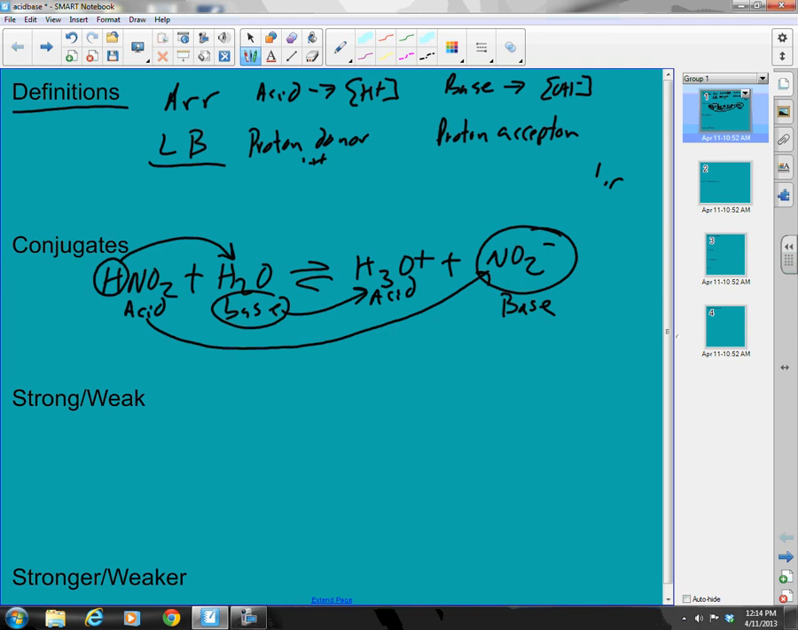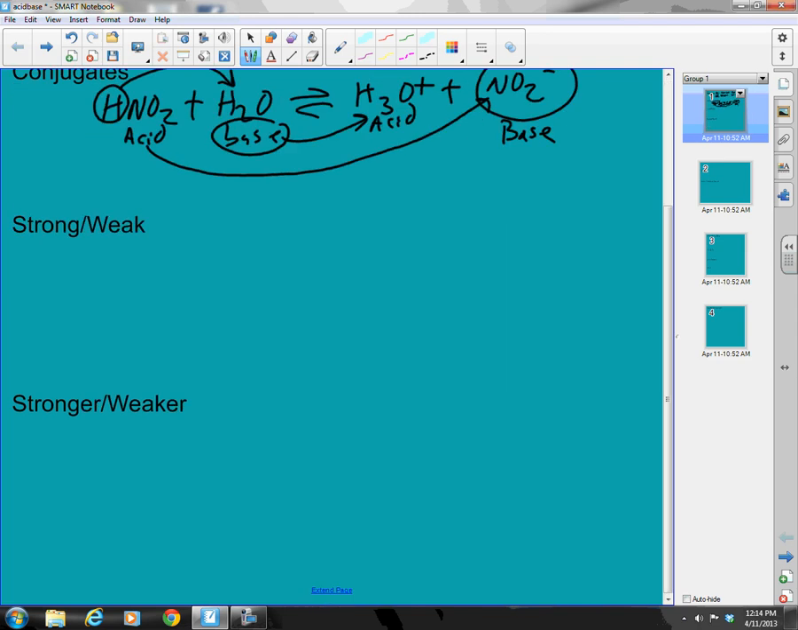Now, having spoken about that, we're going to want to talk about strength kind of things. And we have something called strong and weak acids. Now, this is a case where we're saying strong and weak acids. And what do I mean by that? A strong acid, by definition, is a strong electrolyte. And what are my strong electrolytes?